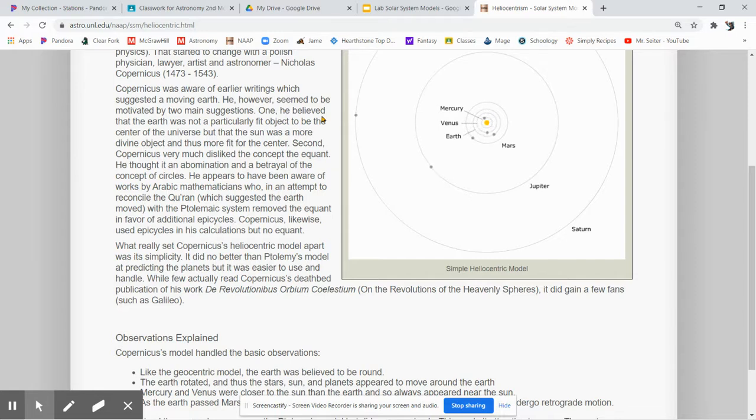While few actually read Copernicus's deathbed publication of his works, De Revolutionibus, On the Revolutions of the Heavenly Spheres, it did gain a few fans, such as Galileo. So what Copernicus did is he recanted everything. He said, "Nah, I don't believe this," because he was going to be dealt with by the church probably unfavorably. So he waited until he was on his deathbed before he published his works. All right. And he did that. He was going to die anyway. So why not do it? Okay. That's what he thought.